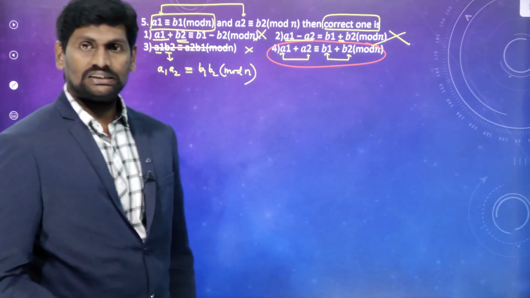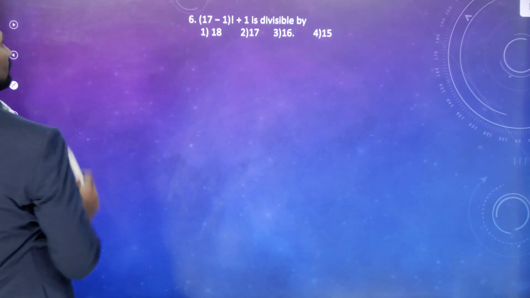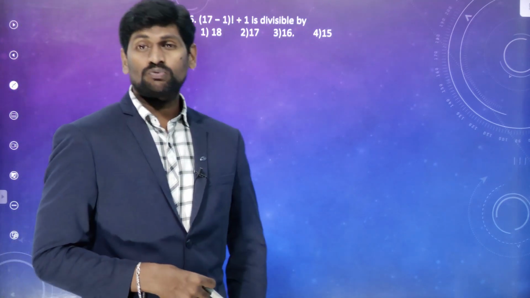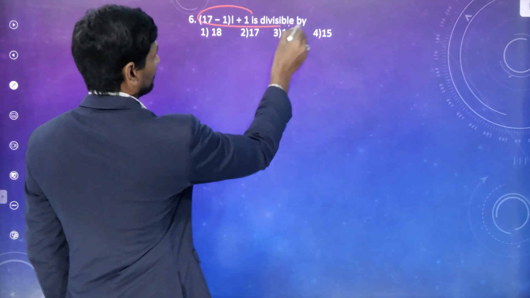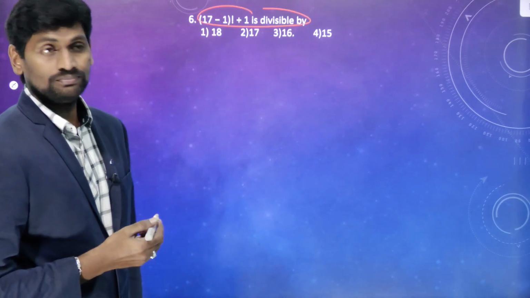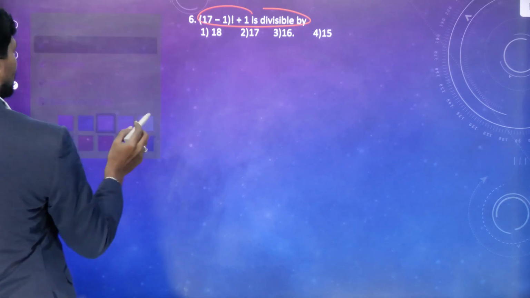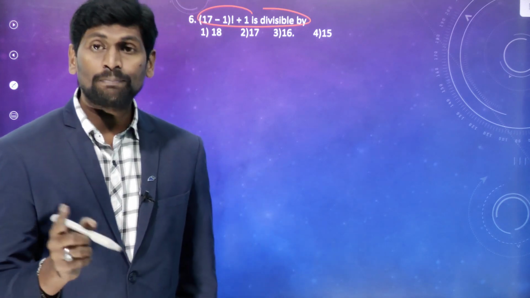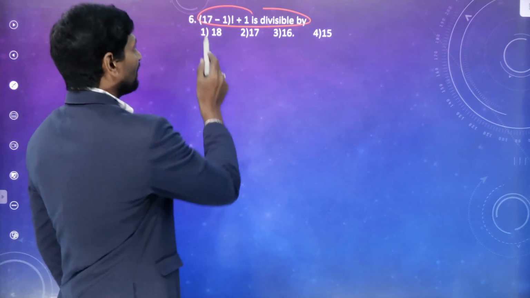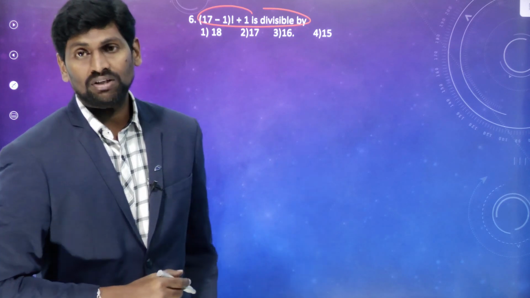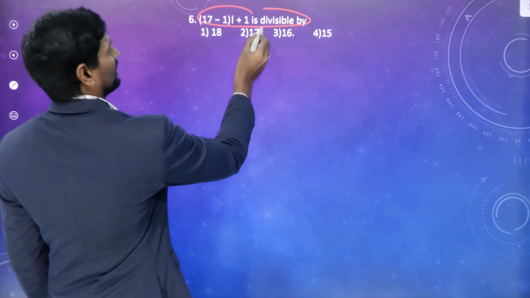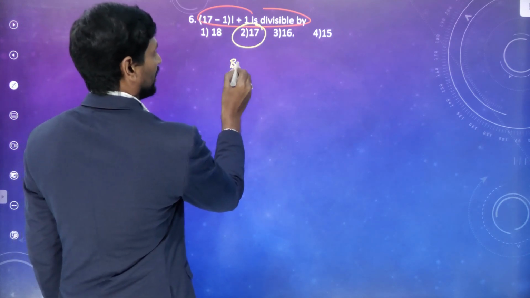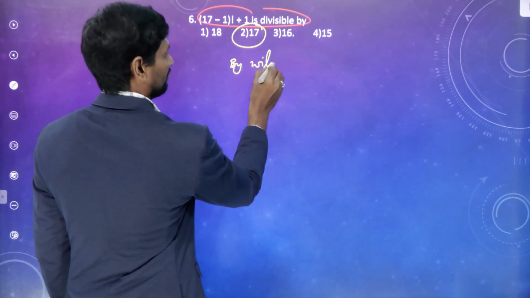Let us go to the next problem. (17 minus 1) factorial plus 1 is divided by what? Now tell me the answer by using Wilson's theorem, what we have discussed previously. (P minus 1) factorial plus 1 is divisible by P, where P is a prime number. Here 17, is 17 a prime number or not? Yes, 17 is a prime number. So we can say our answer is 17 by Wilson's theorem.